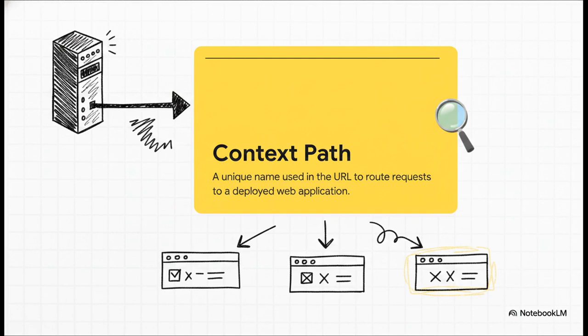So how does a user's browser actually find your application from the outside? Well, you need a context path. This is a unique name assigned to your deployed web app. Think about it. When a web server is hosting dozens of different applications all at the same time, the context path tells the server exactly which app the browser is looking for. So if your context path is /myfirstservlet, adding that to the end of your server's base URL routes the user's request straight to the document root of your specific application. It's like the exact street address for your app on that server.